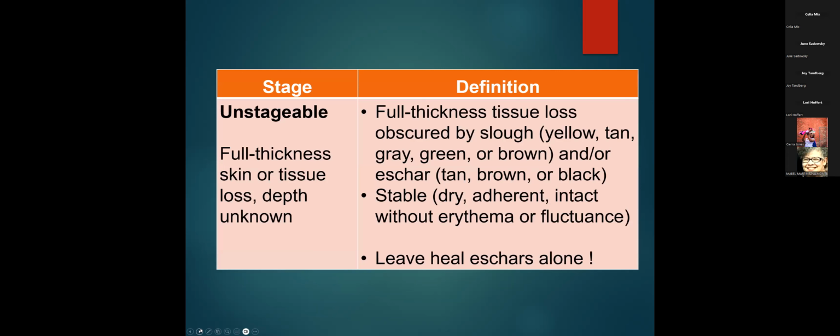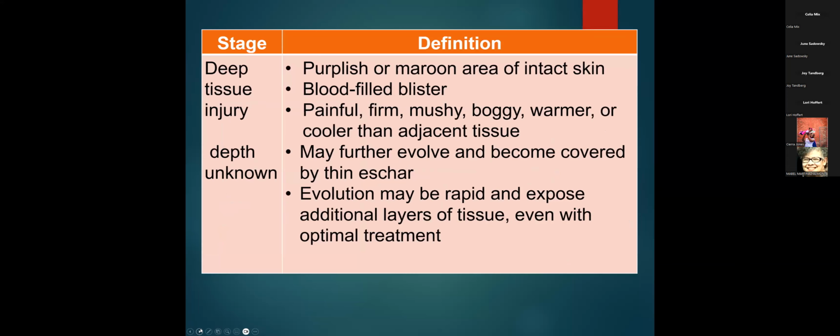Okay, next slide. And then finally, there's the unstageable full thickness loss, and there's a lot of slough and scab on that. So that's basically an eschar, and you can't stage it because you don't know how deep it is, because there's this big kind of clot, scab basically on top of it. And importantly, a note on the bottom there is to leave any heel eschars alone. If you see a gangrenous eschar area on the heel, in the old days, they used to be debrided, and boy, that was a real catastrophe. So you just leave those alone. Next slide, please.